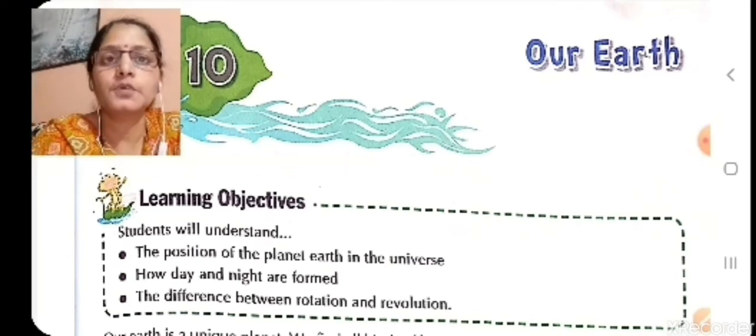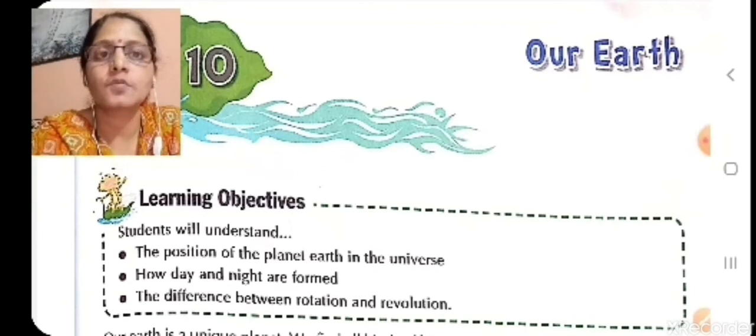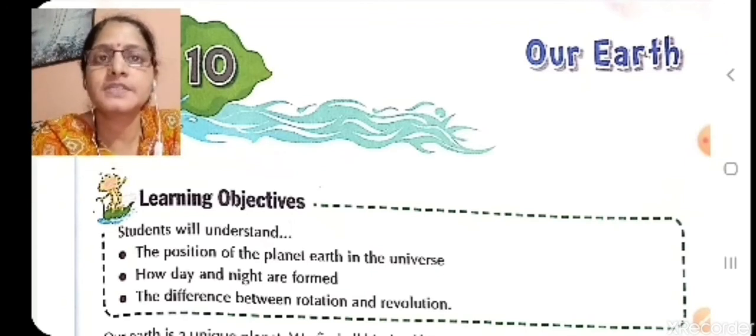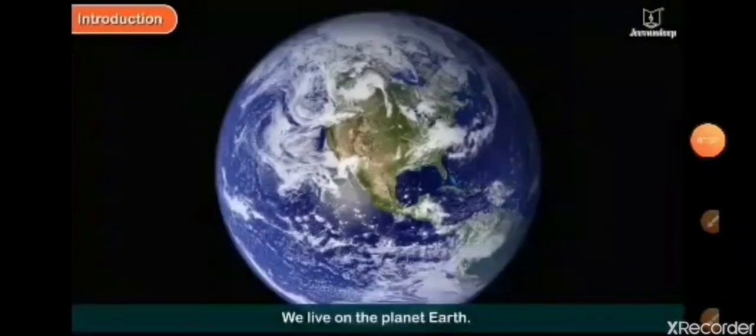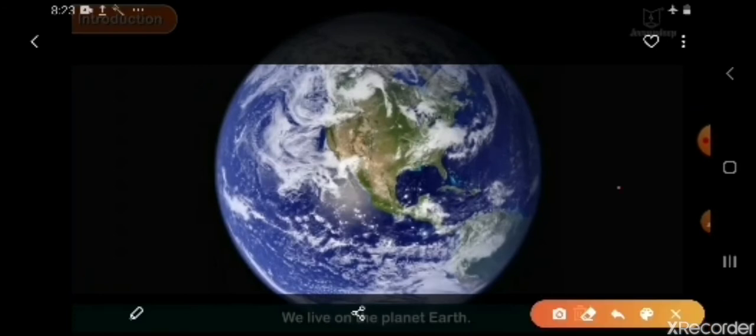Children, before going to the topic, we will revise what we did in our previous video. What is this, children? This is earth. We live on earth. It is the place where we live. Earth is a unique planet.